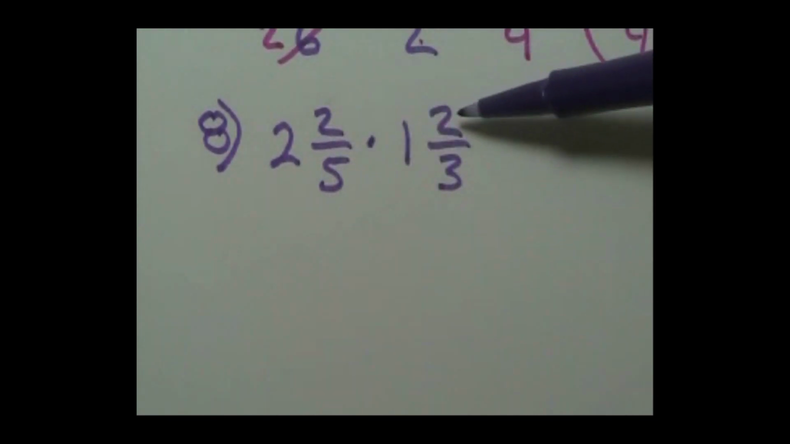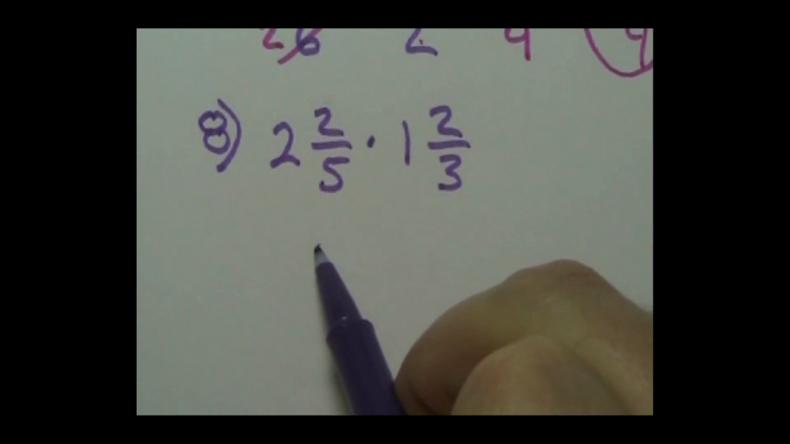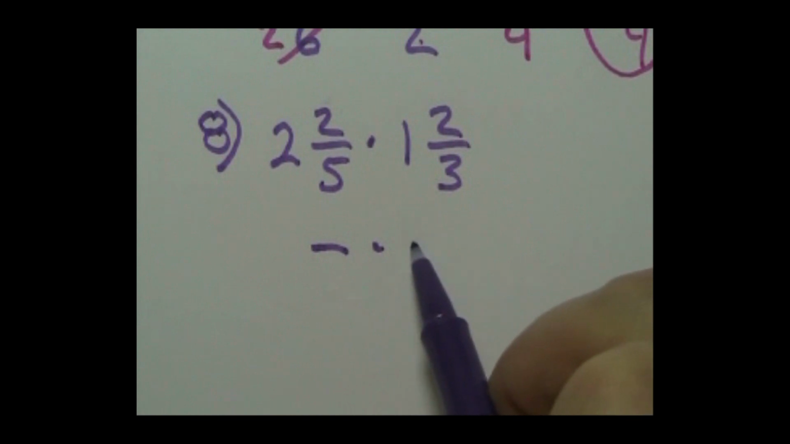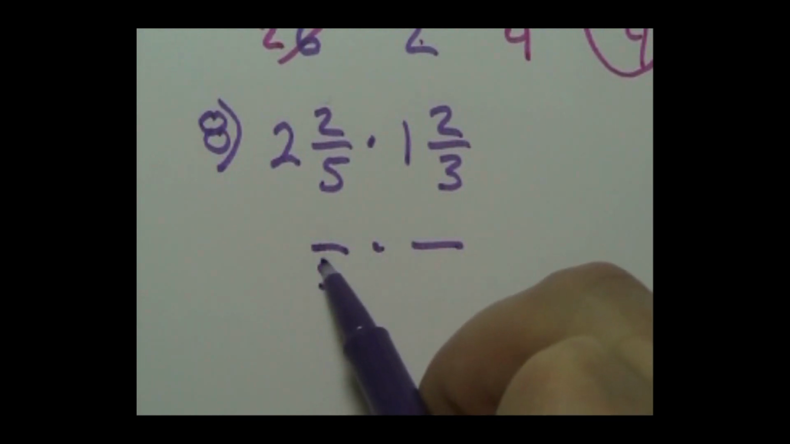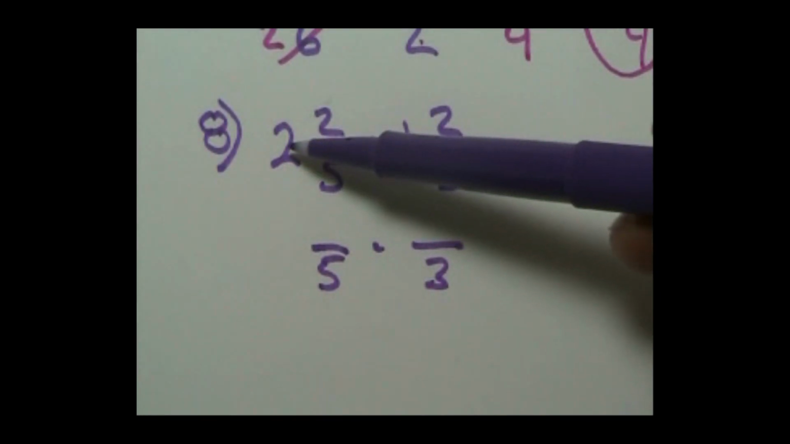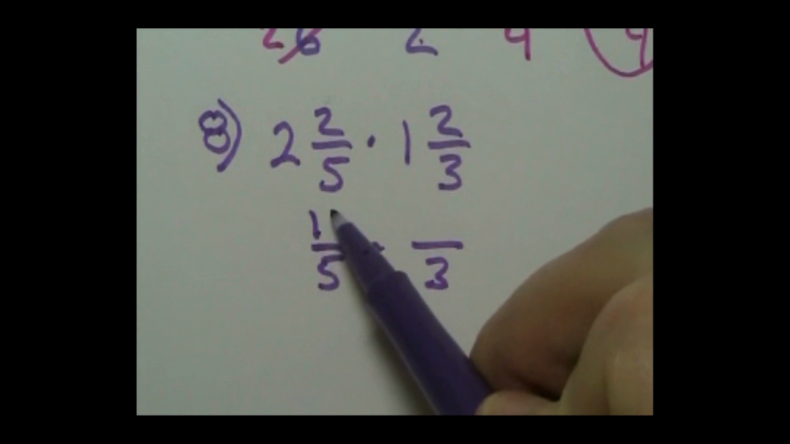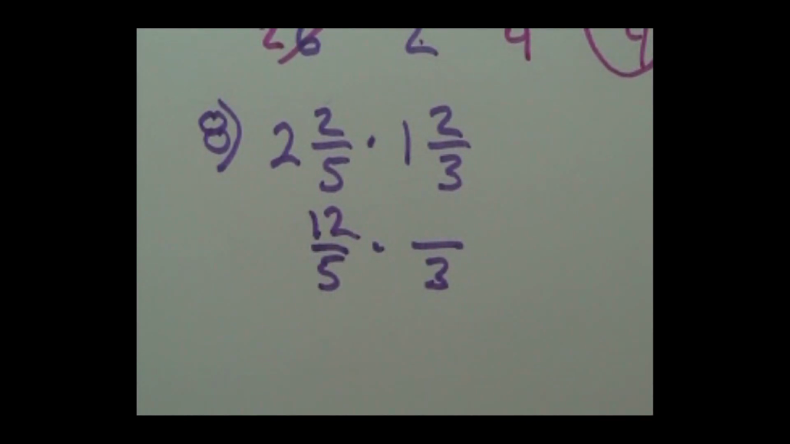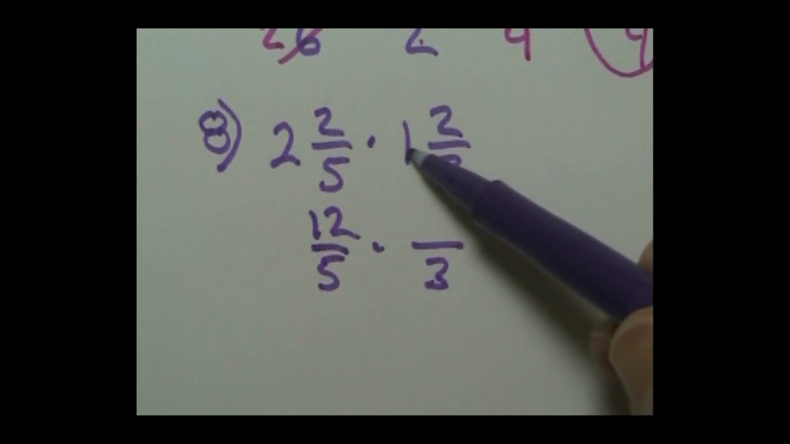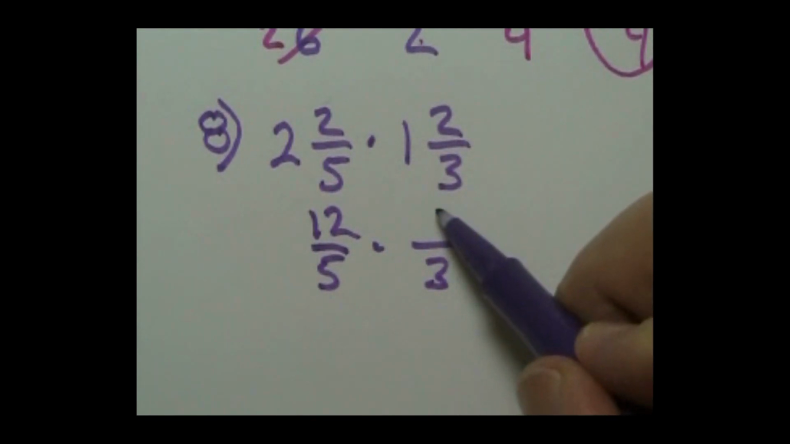Number 8, we have two mixed numbers. We need to change those to fractions, actually to improper fractions. So let's see. 5 times 2 is 10. 10 plus 2 is 12. See? Times plus. And then this one, times plus. 3 times 1 is 3, plus 2 is, see, 3, 4, 5.